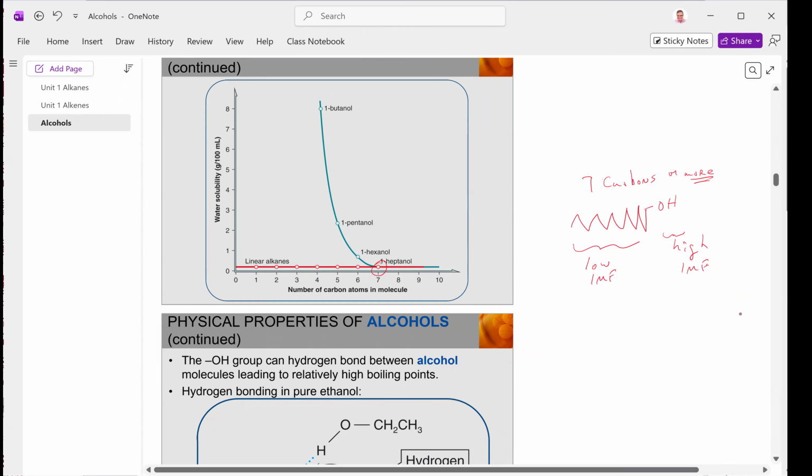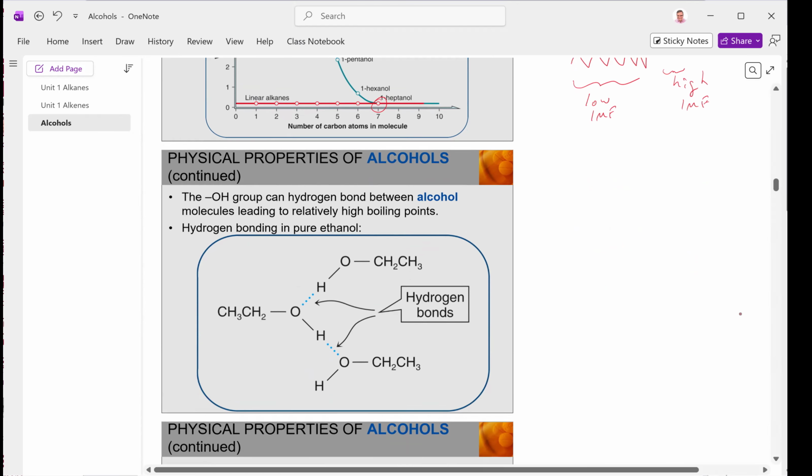Repeat that. You said if we have 7 carbons or more, the weak IMFs will overcome the strong IMF for the alcohol. But you have to have at least 7. If it's less than 7, that's more like an alcohol. Once you get over 7 though, that's more like an alkane. And alkanes have weak IMFs. That makes sense? Okay.